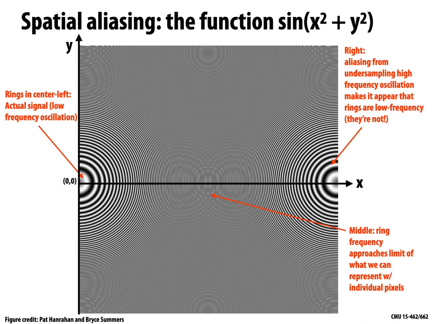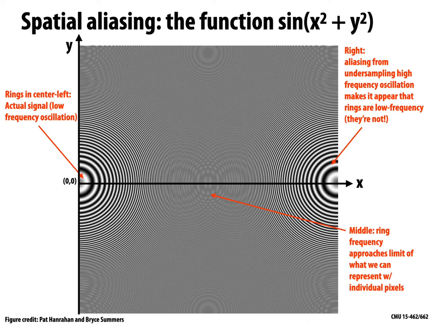So what we're going to do is build a function intentionally that has crazy high frequencies in it. And that function is sine of x squared plus y squared, where x, y equals 0, 0 is on the far left middle of the image. Okay? So how does this function behave? Well, as we depart from the origin, it starts oscillating faster and faster and faster, right? So you'd think these wiggles or these rings should be getting thinner and thinner as we go away from the origin.